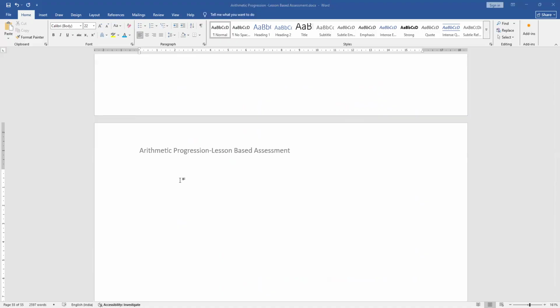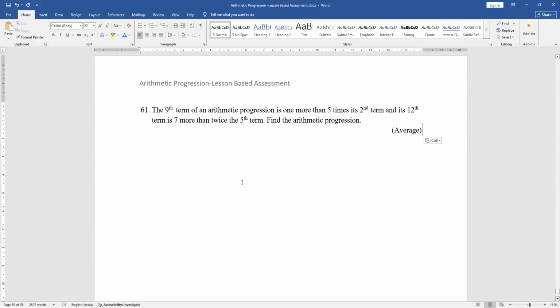Here is the next question. Now I am taking the 61st question. The ninth term of an arithmetic progression is 1 more than 5 times its second term, and its 12th term is 7 more than twice the 5th term. Find the arithmetic progression. See, when they give a question like this, just write down what all is given here, and then we are going to decide what has to be done.